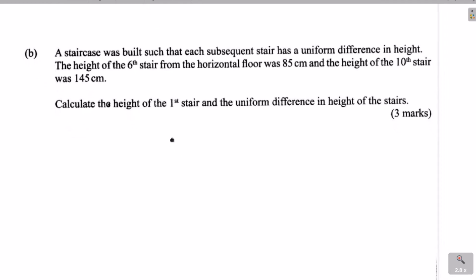And then part B. A staircase was built such that each subsequent stair has a uniform difference in height. The height of the sixth stair from the horizontal floor was 85 centimeters and the height of the 10th stair was 145 centimeters. Calculate the height of the first stair and the uniform difference in height of the stairs.